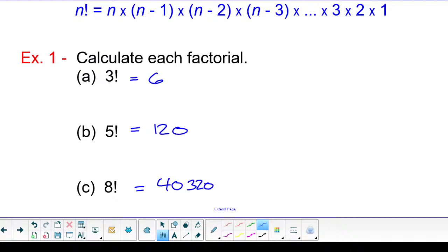Who got these answers? We're going to explain what it means. Right now, it's just like a new operation, like sine, cos, or tan, or multiplying, or adding, or subtracting. You now have a new operation called factorial. Okay?